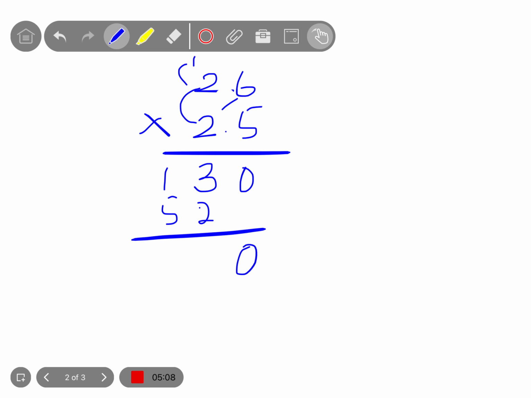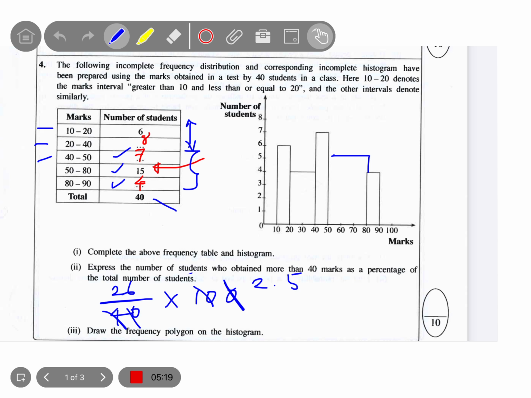Then you add up. 3 and 2 is 5, and 6, and you have one decimal place, so you put the decimal point here. So it's 65. This value is 65%, which means 65% have taken more than 40 marks.